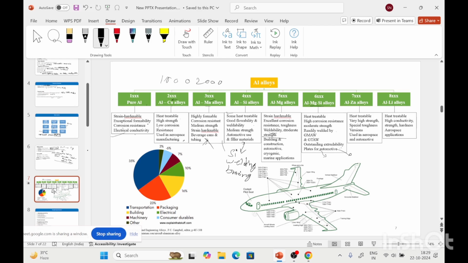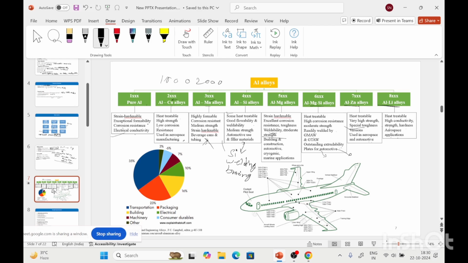And the 7000 series alloys, which have zinc as the major alloying element, are heat treatable and have very high strength. Special toughness versions are also available in the 7000 series, and they are generally used in aerospace and automotive. The 8000 series alloys, which are aluminum-lithium, are also heat treatable, with high conductivity, high strength and high hardness, and are generally used in aerospace applications.